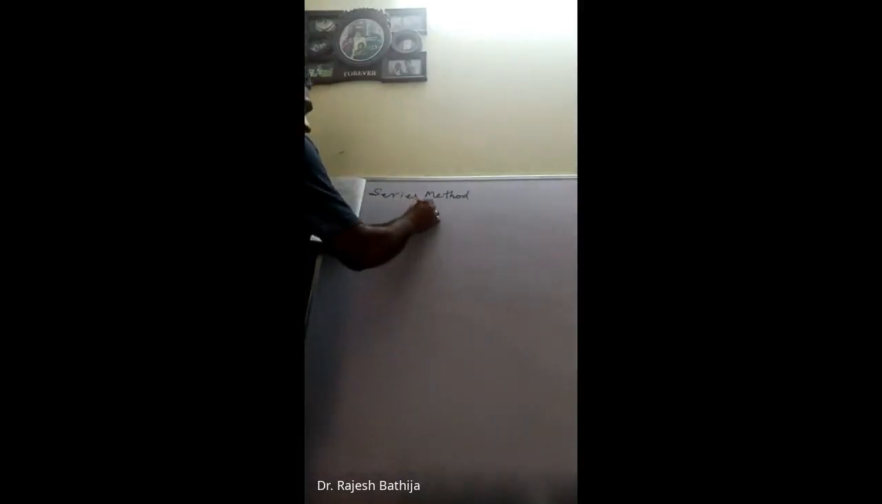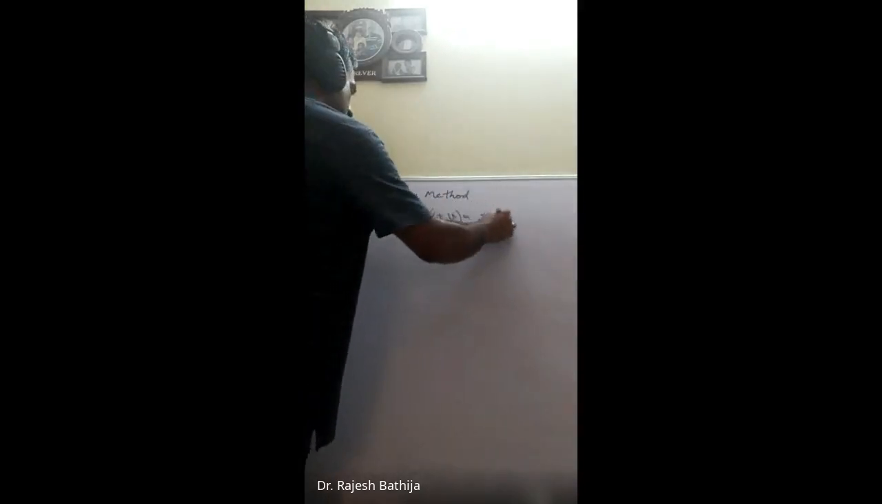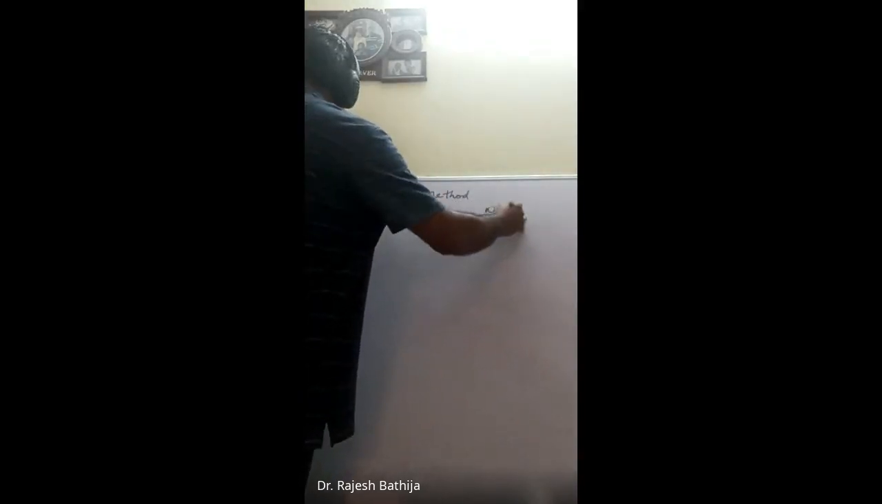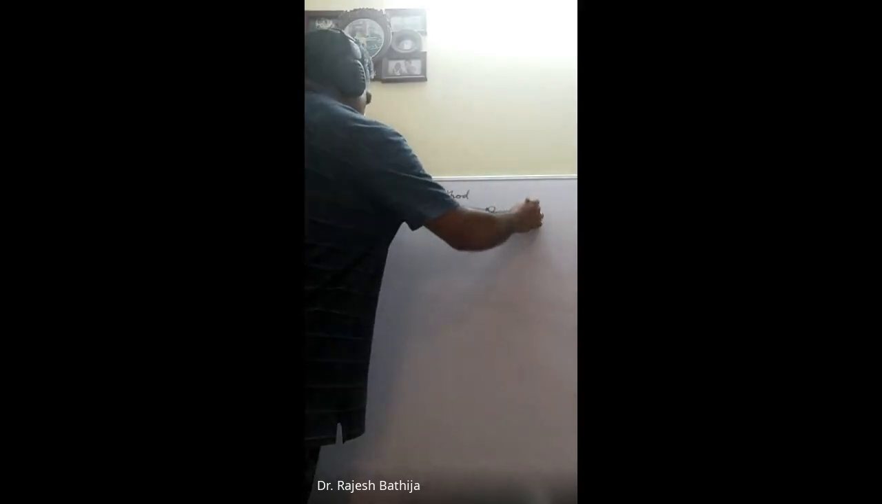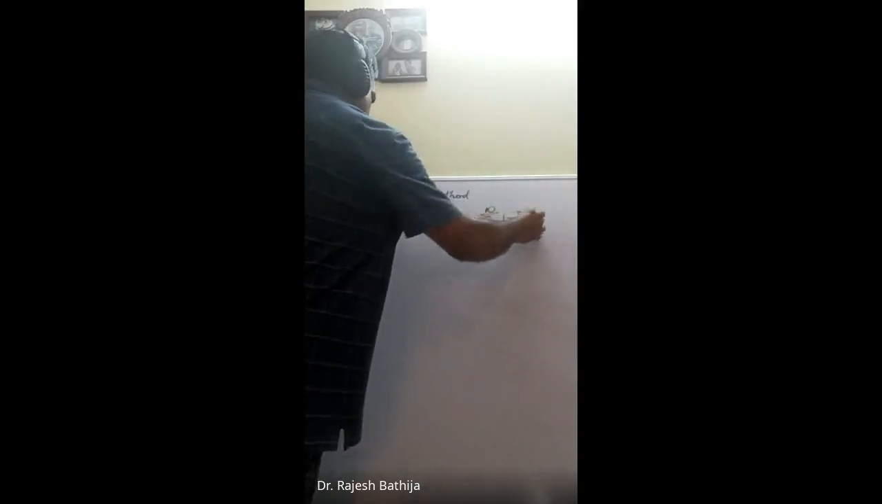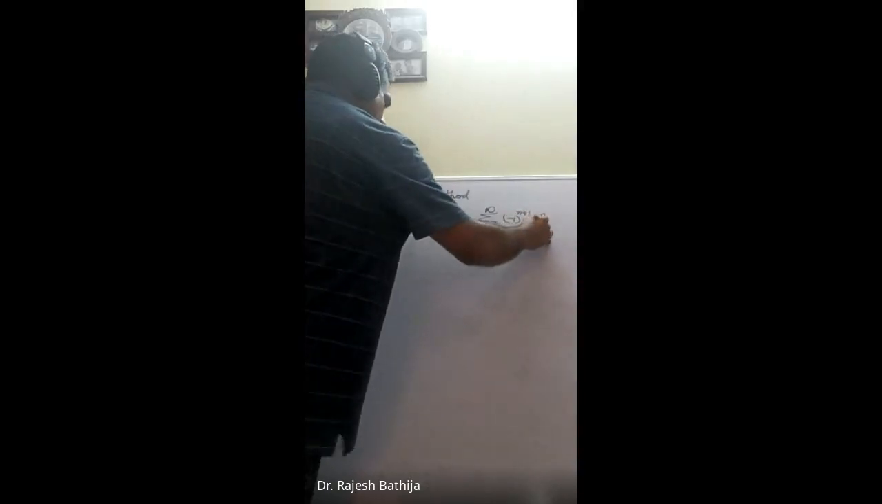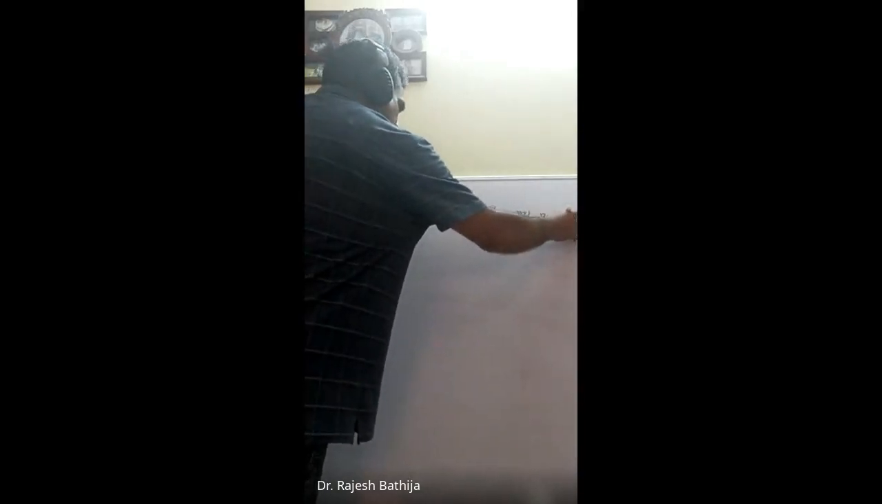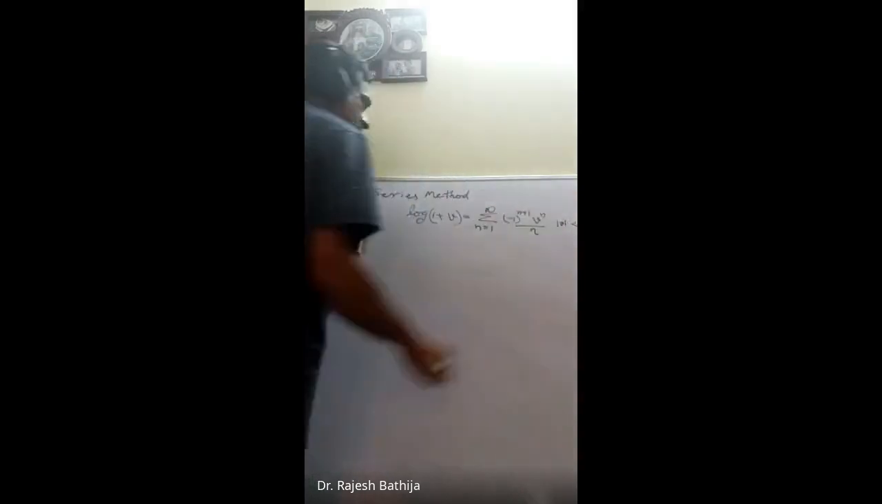चलिए देखिए, series method, this is the third method of inverse Z transform, series method. In the series method, what we have to remember is the following formula: log of 1 plus v equal to summation n equal to 1 to infinite minus 1 to the power n plus 1 v to the power n upon n, where mod of v should be less than 1.